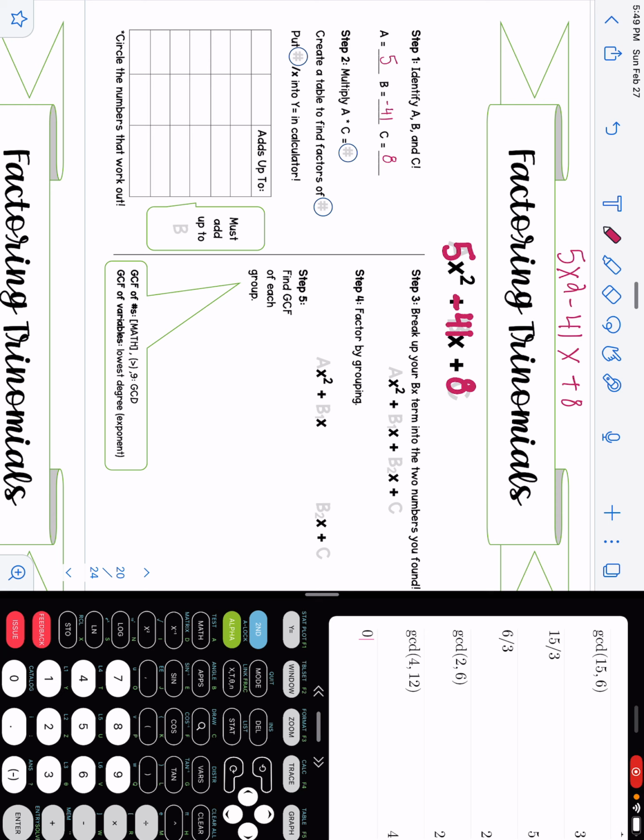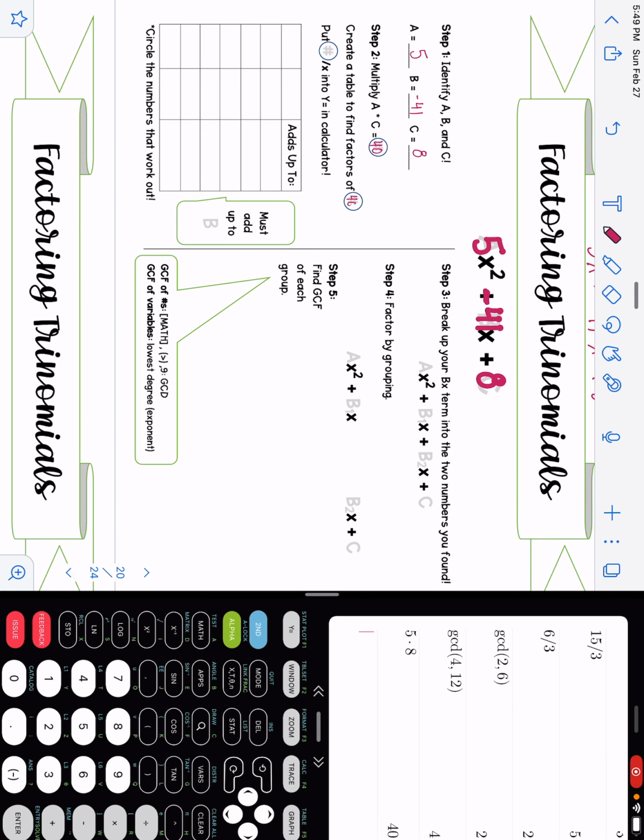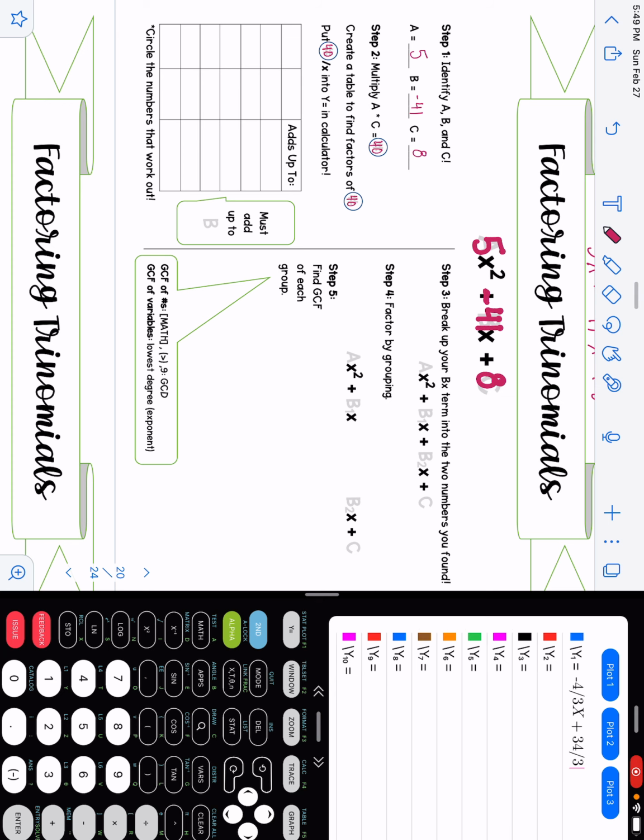Step 2 says multiply A times C. Okay, so my A was 5 and my C was 8. If I multiply them, I just did it on my calculator, I get 40. And that's the number inside my circle. Create a table to find the factors of 40. Put 40 divided by x into y equals in your calculator. So we go to y equals. I'm going to put 40 divided by x.